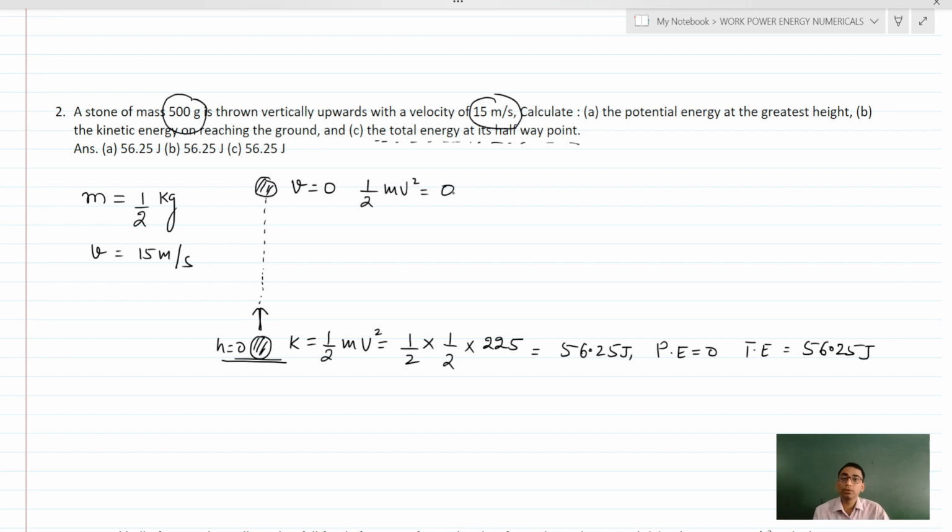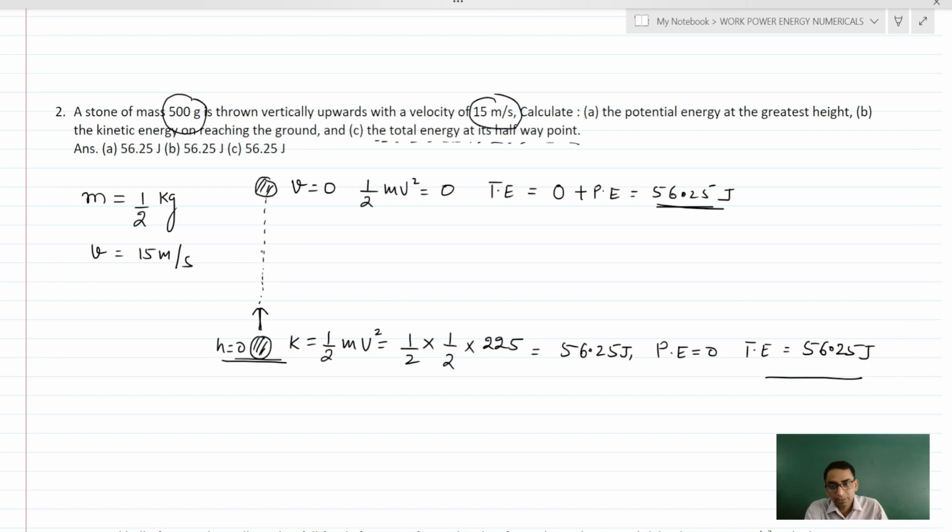But as per the law of conservation of energy, the total energy everywhere remains the same. So total energy is equal to kinetic energy, which is 0, plus potential energy, which is equal to 56.25, which we already calculated from the bottom part here. So the total energy at the top is equal to the total energy at the bottom.